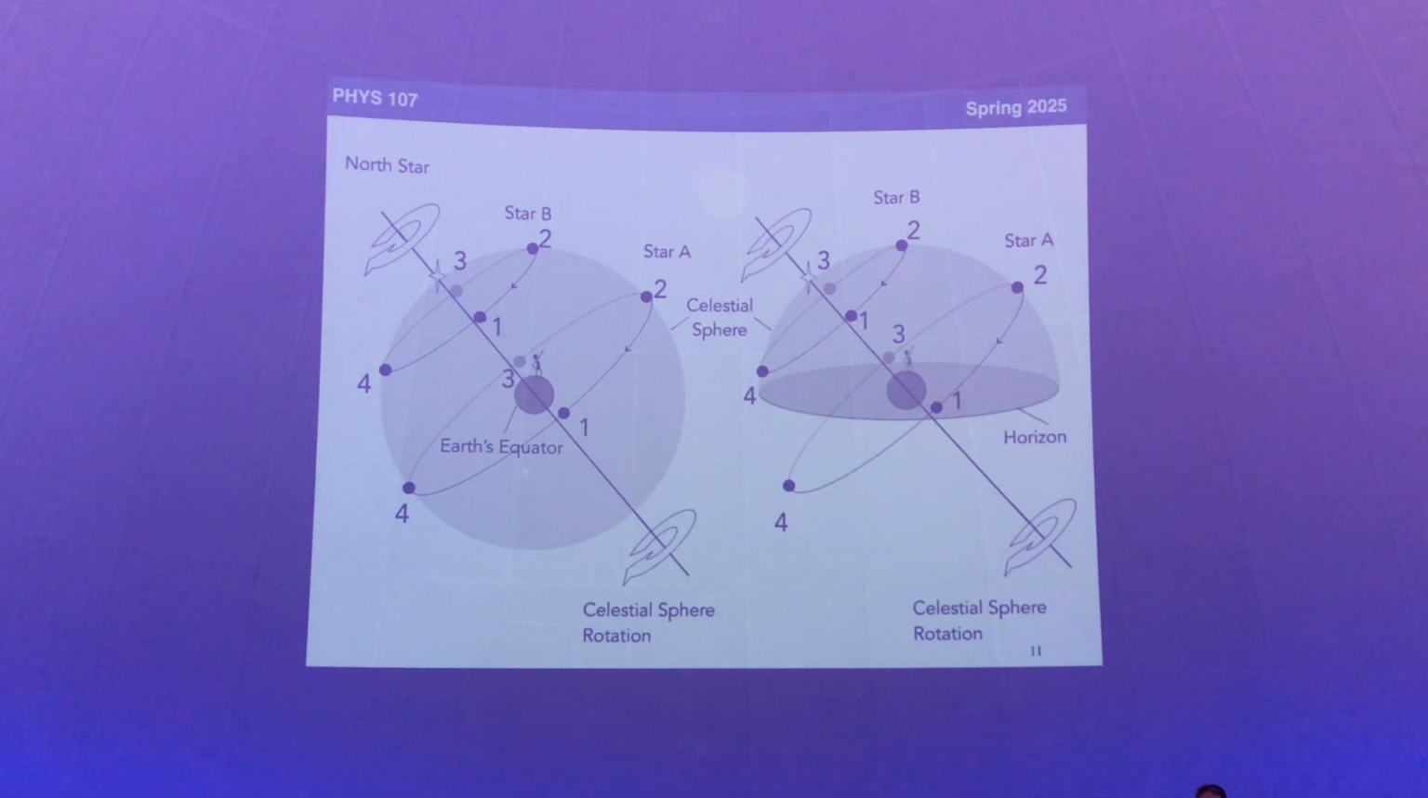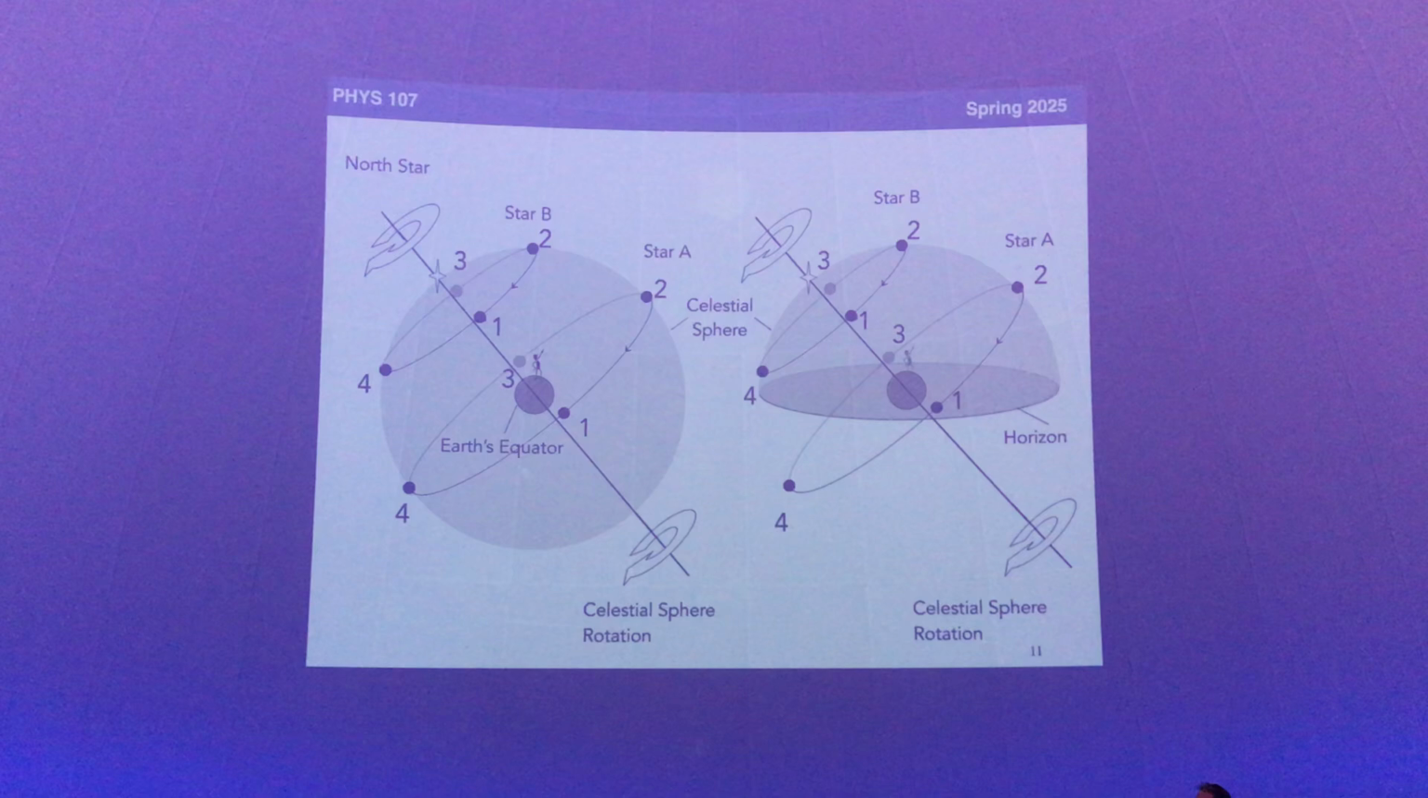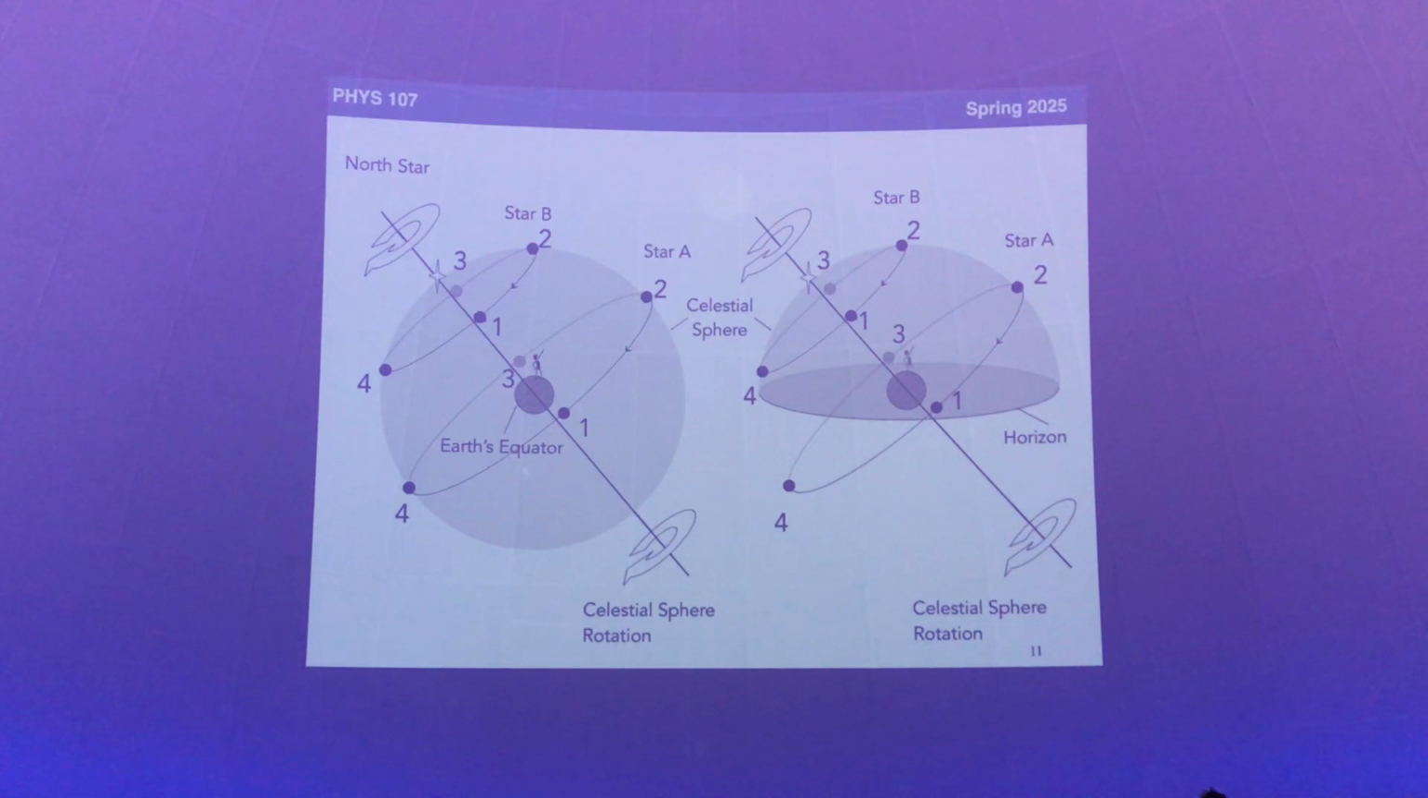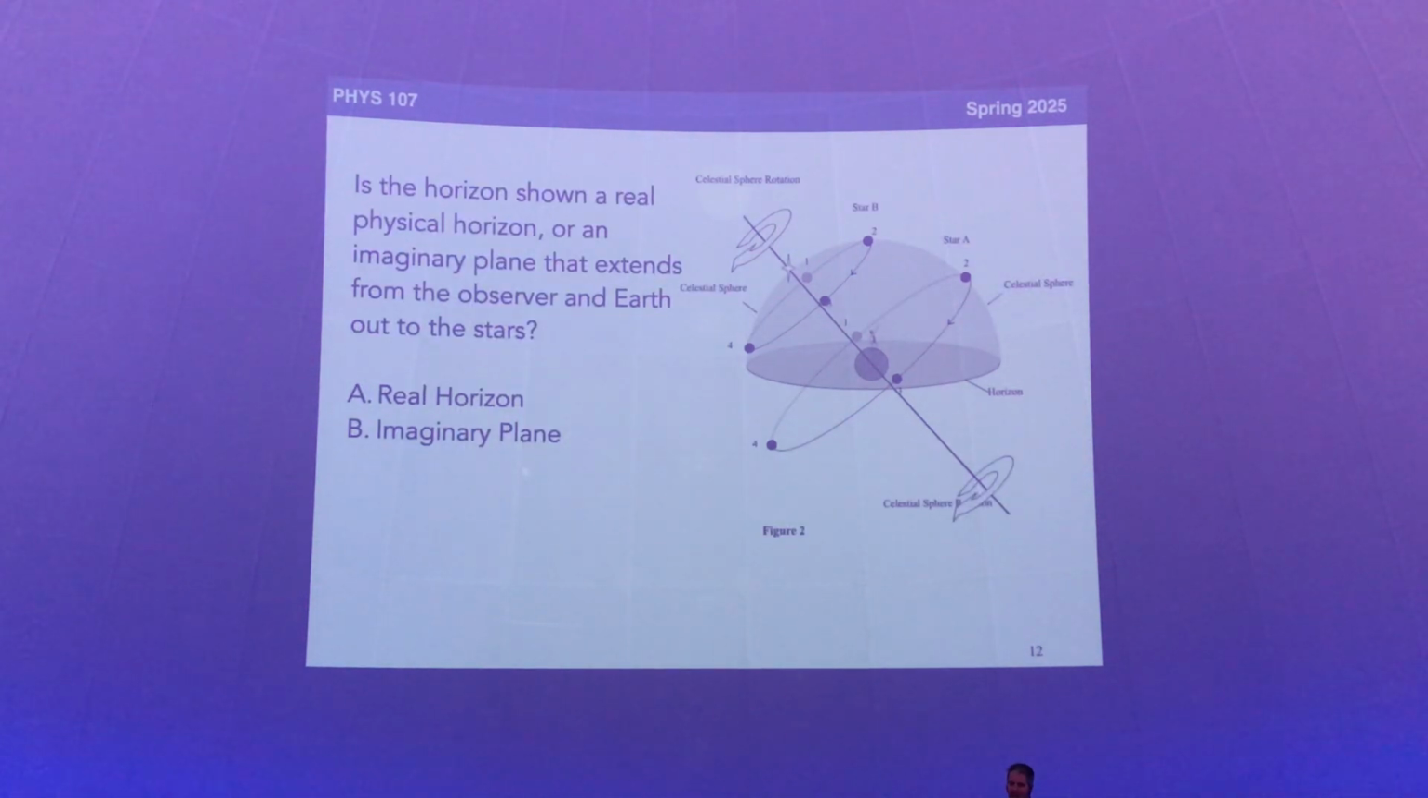Did I lose everybody? Not lose everybody. Okay, right. So there's two things we can see. There's the coordinates on the celestial sphere, and then there's the ones for when can I see something overhead. And so that horizon.